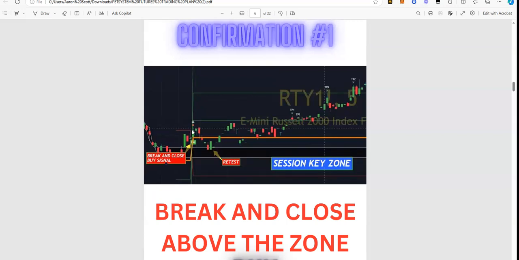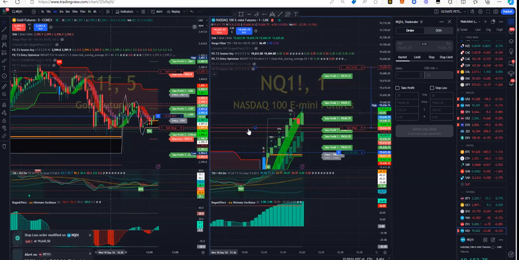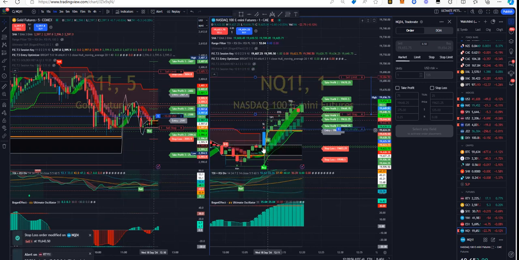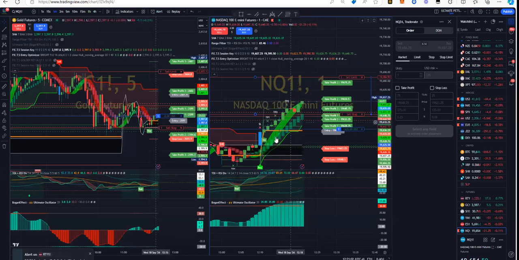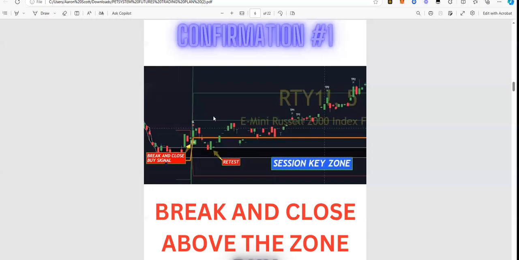When do you want to buy? You want to buy as close to the zone as possible. If you see the market breaking above the zone, like we're seeing here, and you're noticing this trade, and you see it's broke the zone and it's way up here, do not take the trade. You missed the train. You missed the bus. You missed the boat.